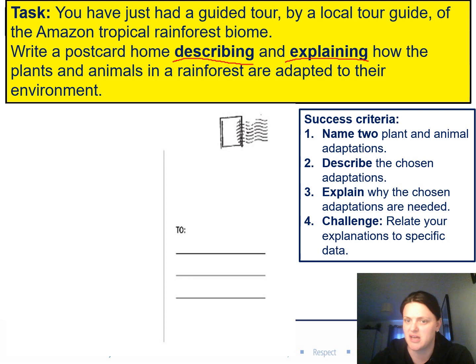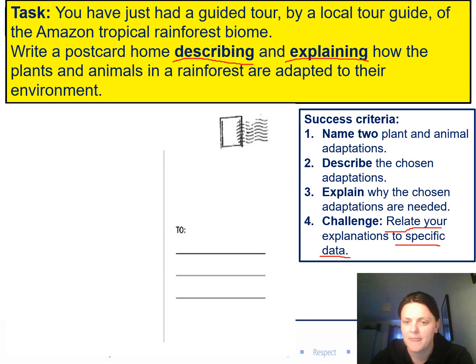Let's look at the success criteria. You need to write at least 2 plants and animals and then name them. You need to describe how they've adapted. Then you need to explain why and how. Then, for your challenge, you need to relate your explanations to specific data. So you need to give me some facts, some figures. So that means like temperatures, heights, amounts, speeds, whatever we've discussed.